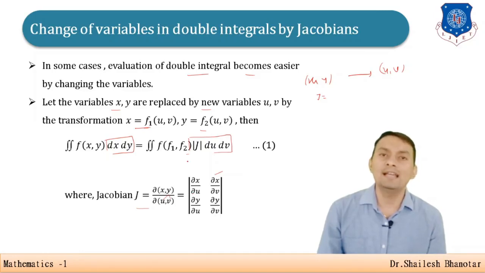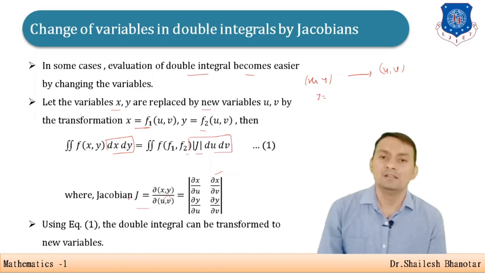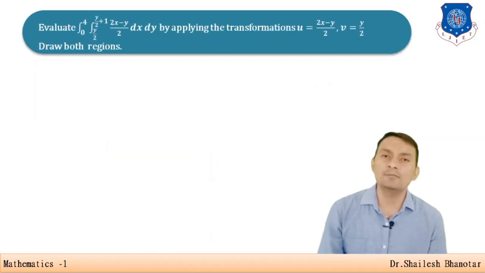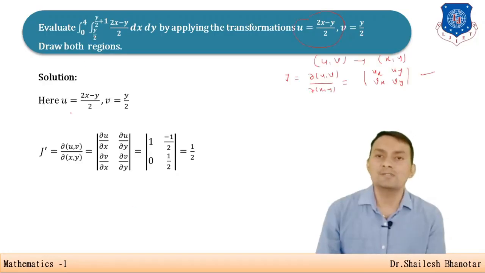Whenever you get a negative Jacobian, you consider the formula with mod J, so that it will be positive. So our equation number 1 is that the double integration can be transformed to the new variables. That means using the transformation, we can represent it in the new variables, and it will be in the simplest form, and based on that we can solve the example. So let us see the first question.